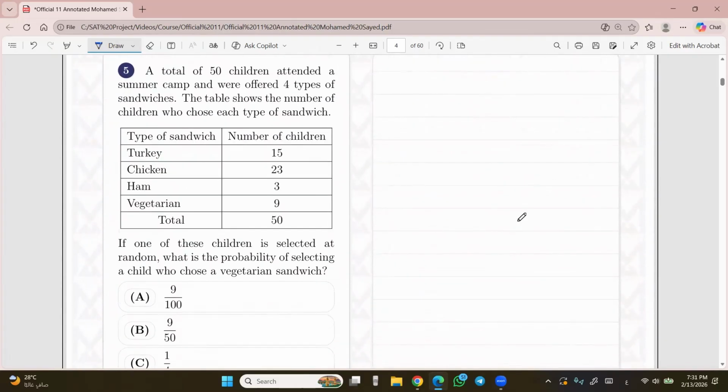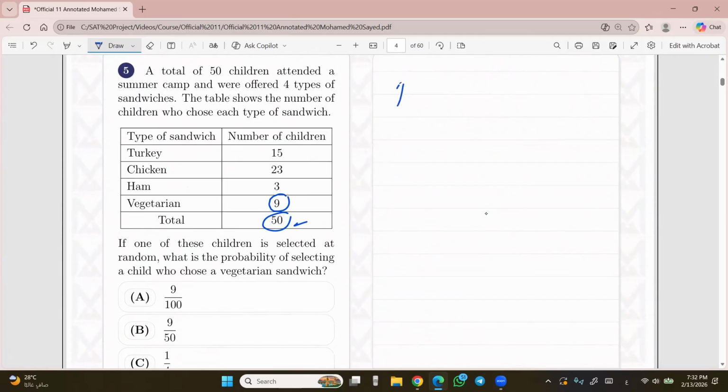Question 5, we have a table here, and a total of 50 children attended a summer camp and were offered 4 types of sandwiches. The table shows the number of children who chose each type of sandwich. As you can see, this is the total of 50. And if one of these children is selected at random, what is the probability of selecting a child who chose a vegetarian sandwich? Vegetarian is here. And the total is this one.